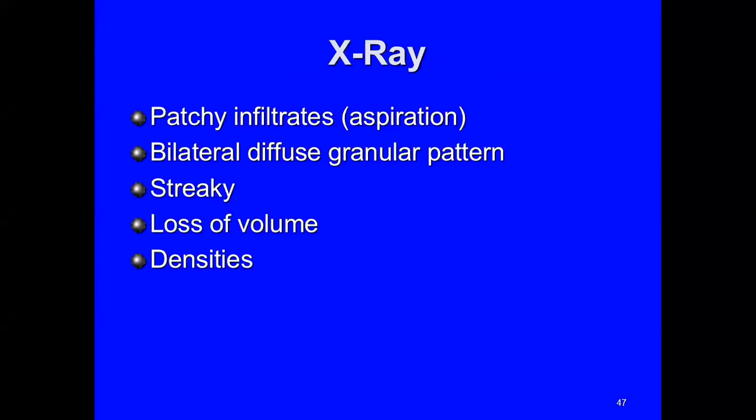Then there is aspiration pneumonia. So bilateral, there is also a diffuse pattern they can show. There is a granular, patchy granular pattern that can also be seen on the chest X-rays. Some show streaky appearances, and some show loss of volume in cases of pneumonias. So some densities are also present over here.